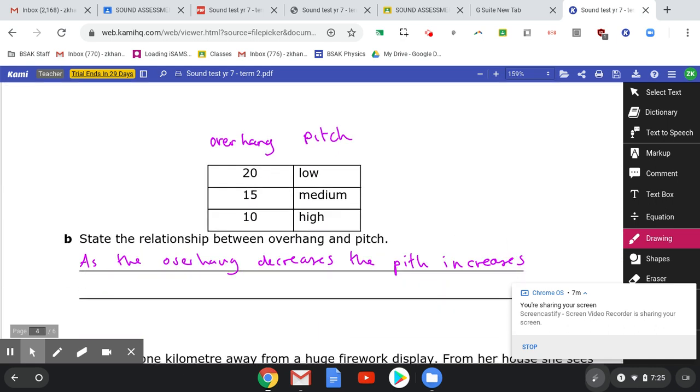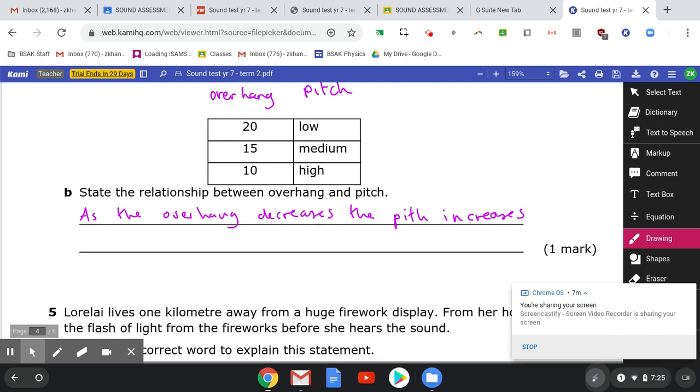So this table shows this column here is the overhang in centimeters, and this is the pitch. So it says state the relationship. Now all we need to do is look at the numbers and how they are changing and spot a pattern. What's the pattern? The overhang is going down. The pitch is going from low to high.